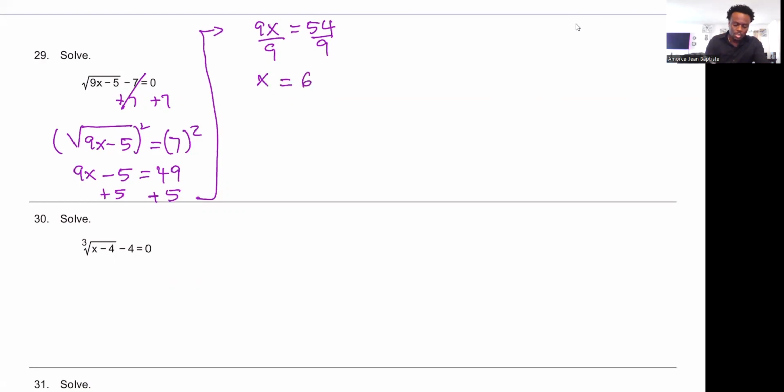So we don't consider this as the solution until we check and verify that this satisfies our original equation. Because like I said in class, we don't know when a radical equation will have an extraneous solution. So that's why I'm going to check for extraneous solutions.